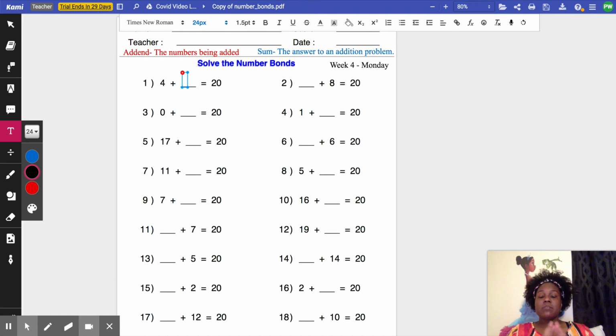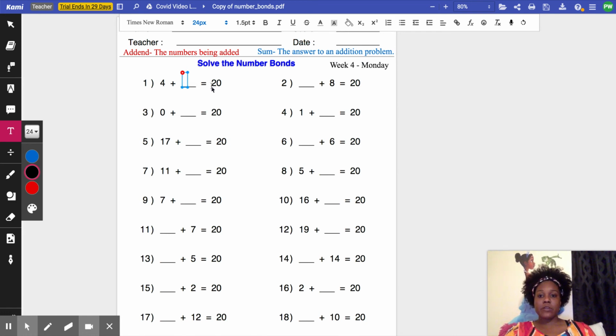Okay. Some key vocabulary that we need to know is an addend is the number or numbers that are being added. So in this problem, 4 is an addend, and this missing number is an addend. And the sum is the answer to an addition problem. So 20 is the sum.